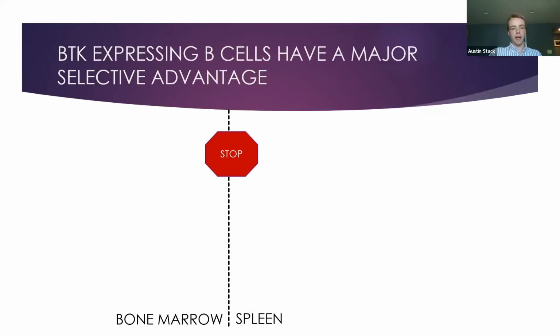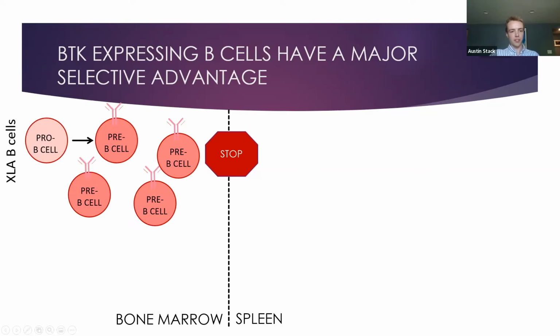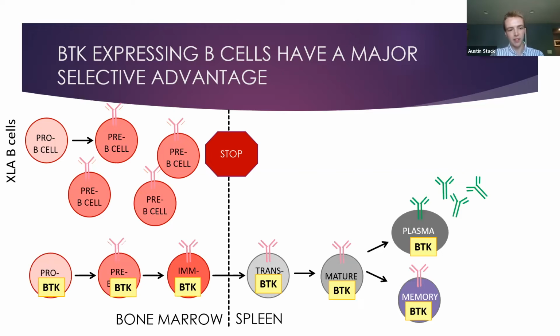And that brings me back to Dr. Rawlings' slide that BTK expressing B cells have a major selective advantage. So in positive selection, these XLA B cells without BTK may have a functioning BCR, B cell receptor, on their surface. But what needs to happen in order for these B cells to move on out of the bone marrow is there has to be a signal from the BCR that it works. And BTK is the main protein that does this.